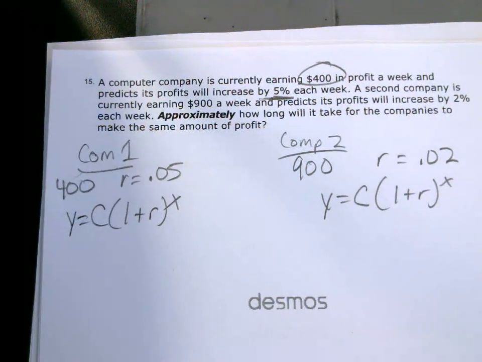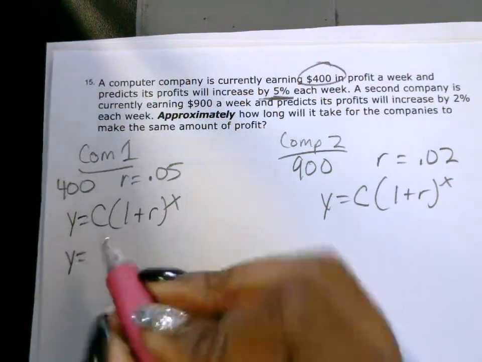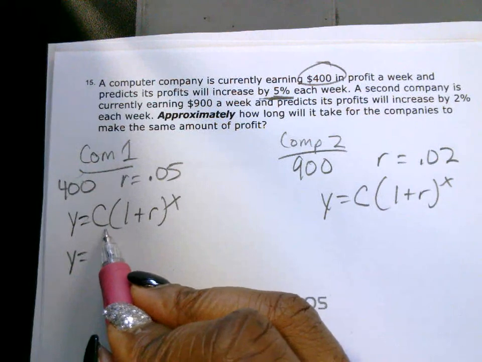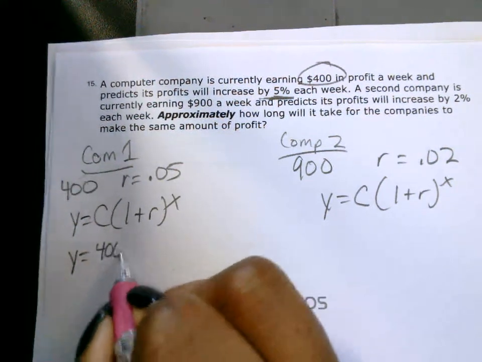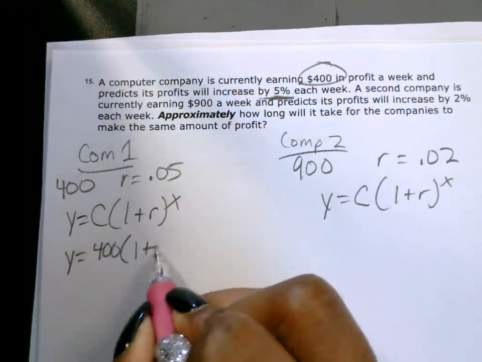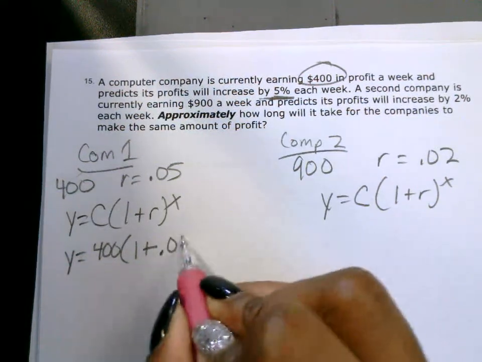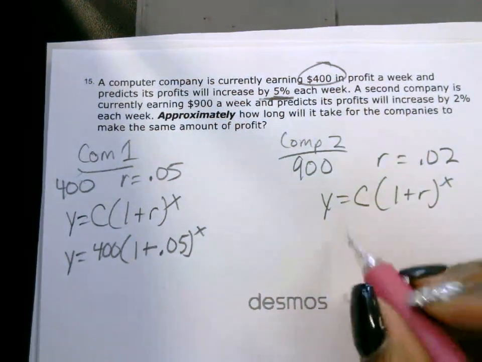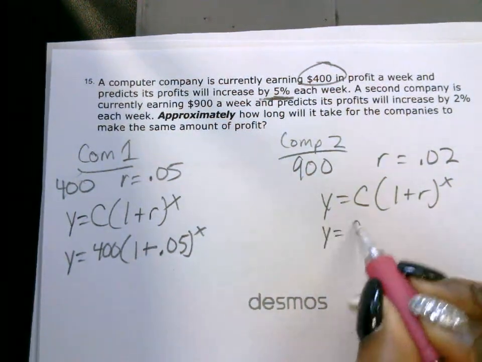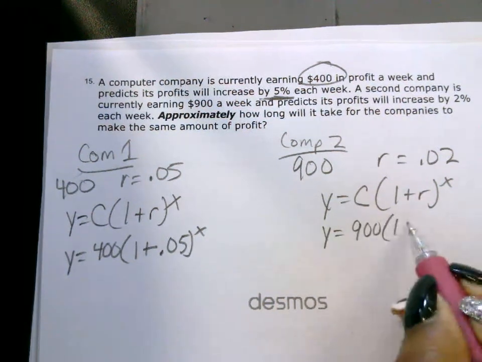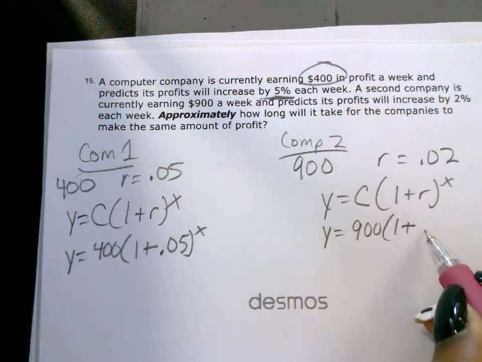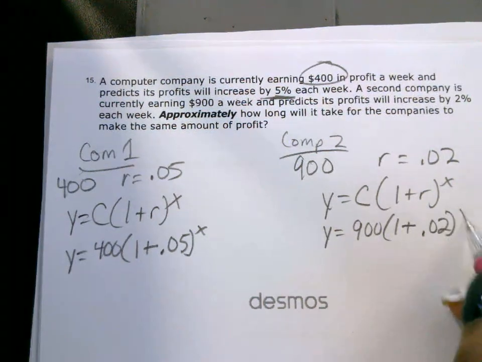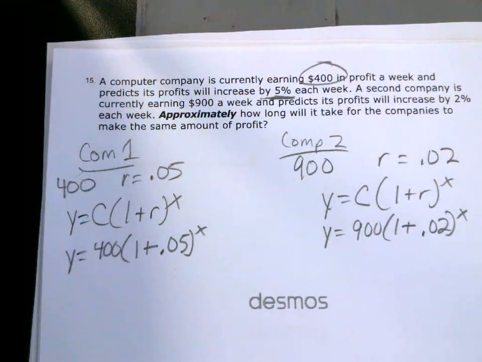So how do I write the equation for the first company? Y is equal to, what do I put in the place of C? 400. So we got 400 parentheses 1 plus what? To the x power. That's the first equation. How would I then write the second equation? 900. Very good. So these are the two equations.